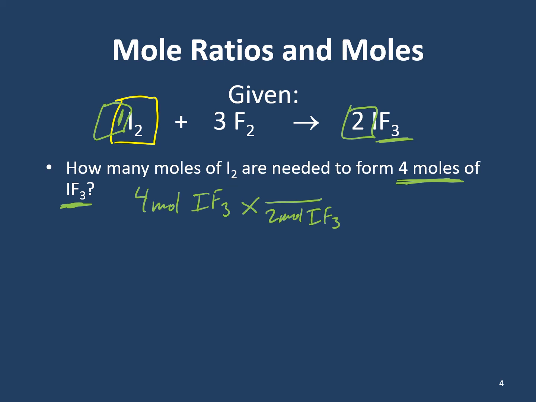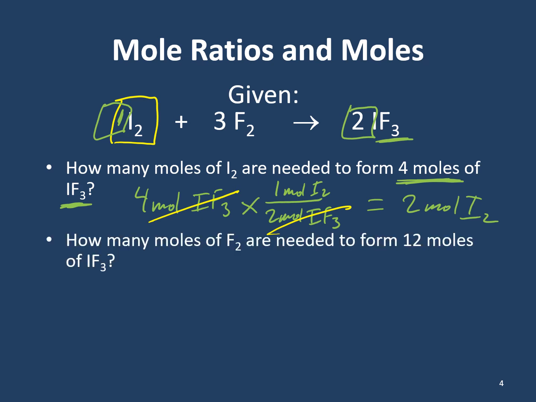We don't show the coefficient 1. So I know that every time this reaction happens, 2 moles of IF3 are formed and 1 mole of I2 is formed. So I can go 1 mole of I2 in this numerator. And as you can see here, the moles of IF3 are going to cancel and we're going to be left with moles of I2, giving us a value of 2 moles of I2 would be required to make 4 moles of IF3. So let's do another example problem.